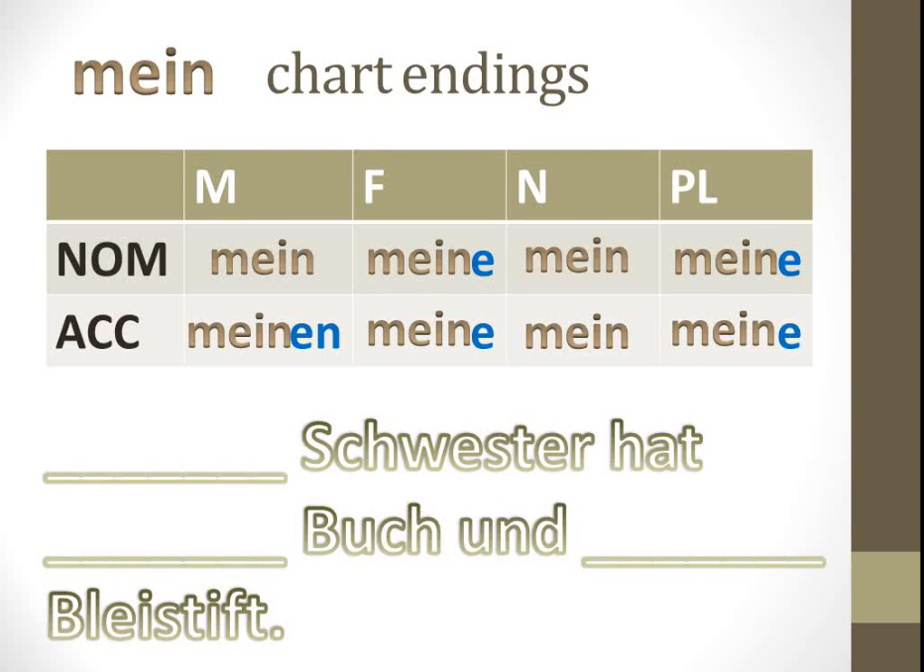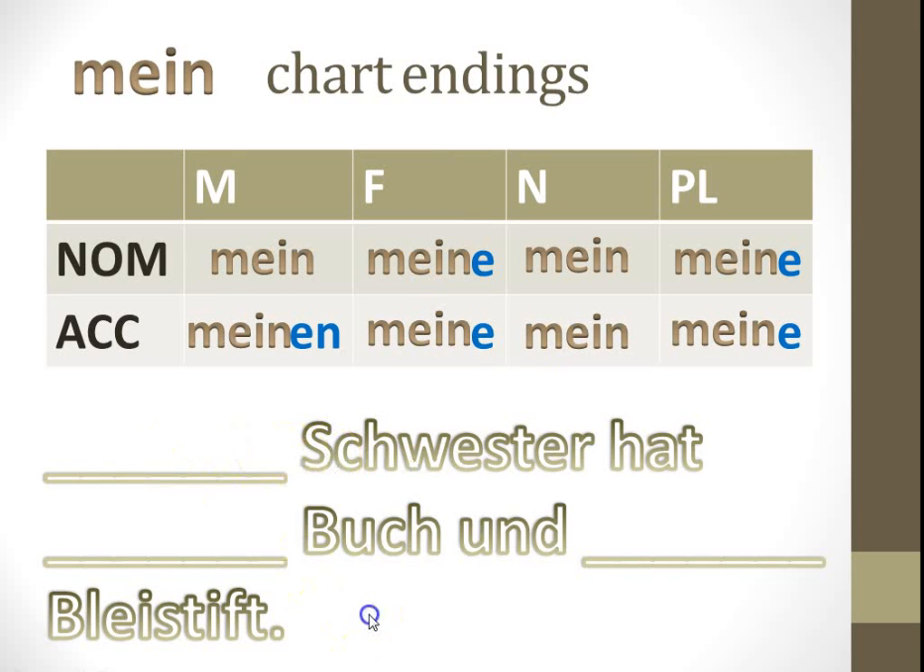So, take a look at this example. I want you to write this sentence out as, my sister has my book and my pencil. So, you need to remember the gender. Is the noun masculine, feminine, neuter, or plural? And then what is the case? Is it nominative subject, or is it accusative direct object? So, my sister. What gender is sister? Correct if you said feminine, sister's feminine. In this sentence, what's the case? If you said nominative subject, you'd be correct.